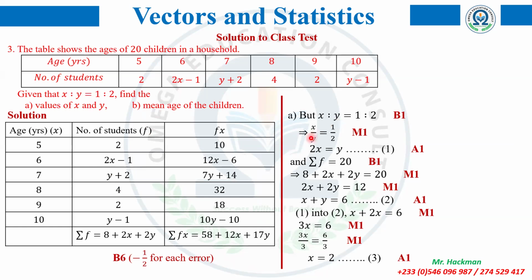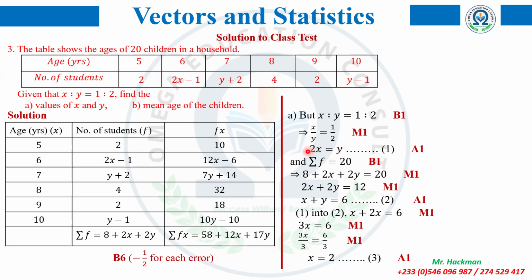Okay, and here you cross multiply, and that gives you 2x is equal to y, or y is equal to 2x. We have two unknowns, and the first equation contains the two unknowns. So likely we need to solve two equations simultaneously.